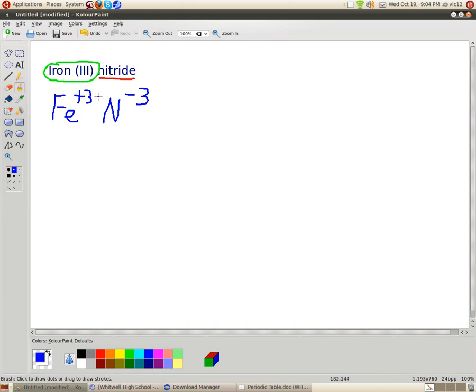Okay, I cannot have multiples with metals. I have to have the lowest number possible for my subscripts. Meaning if I wrote down this Fe3N3, I would be wrong, because these subscripts can be reduced. So my answer would have to be Fe1, which we don't write ones, then N. Okay, that would give me my formula for iron 3 nitride.